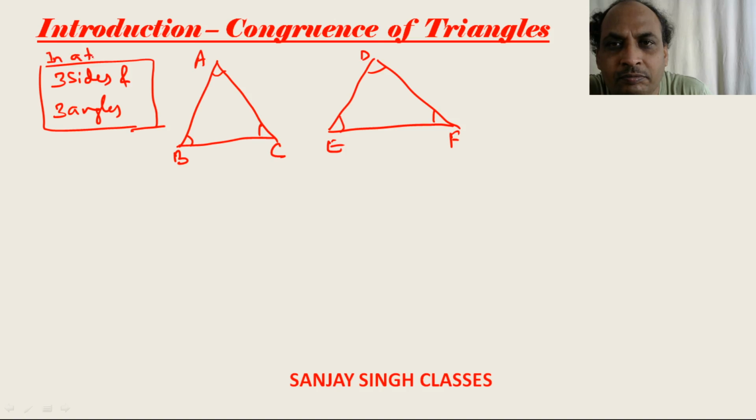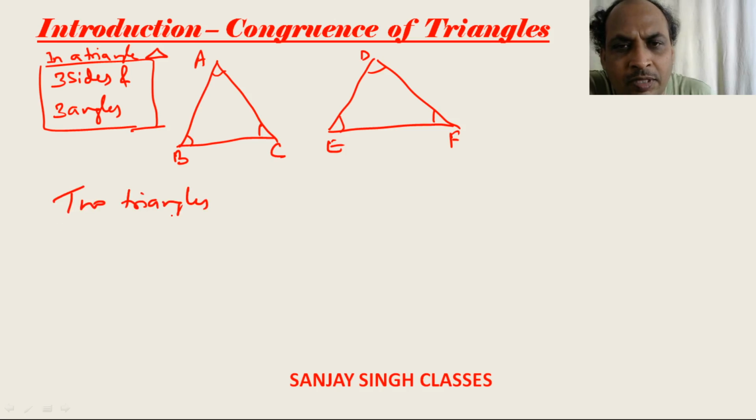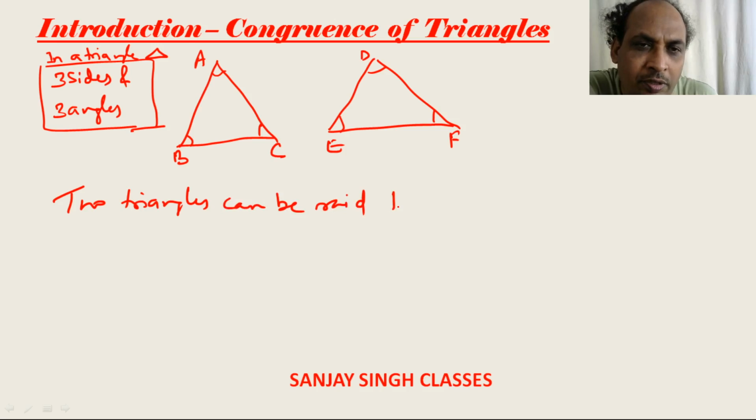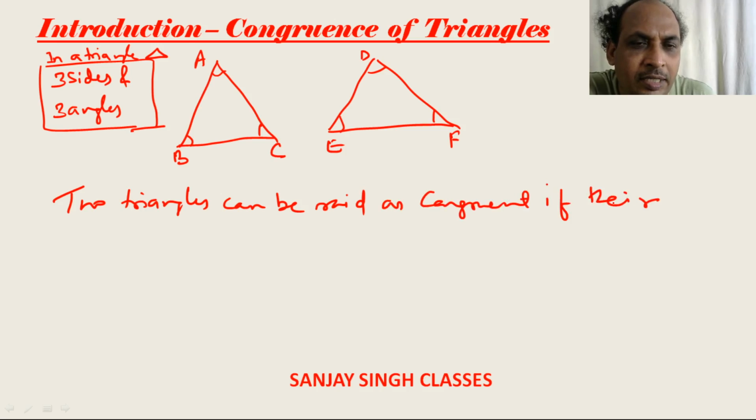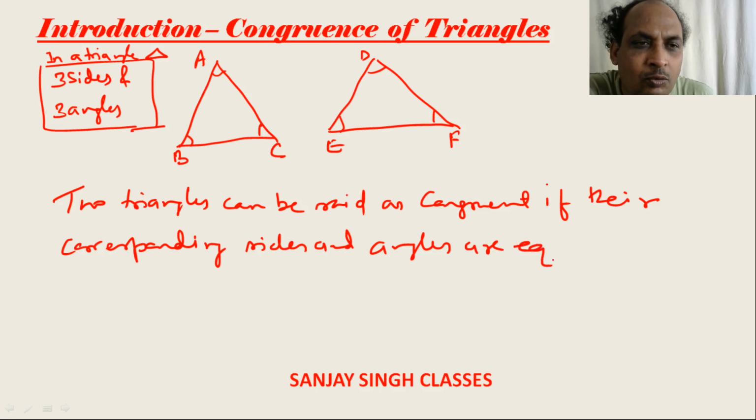Each and every triangle consists of these many parts. And triangle we will be denoting by using this symbol. So what actually is called congruent? We can say that two triangles can be said as congruent if their corresponding sides and angles are equal.